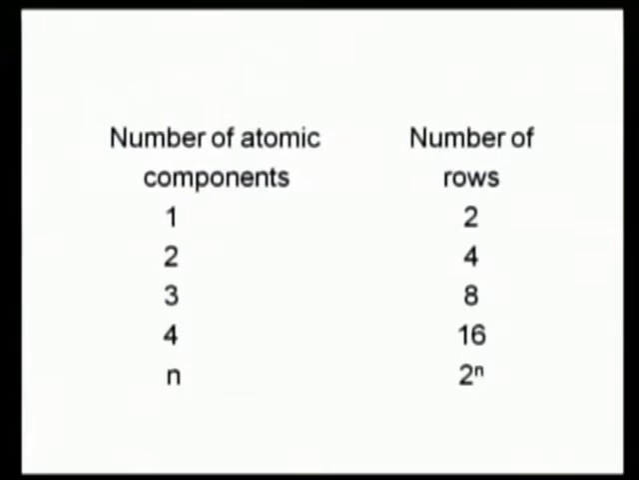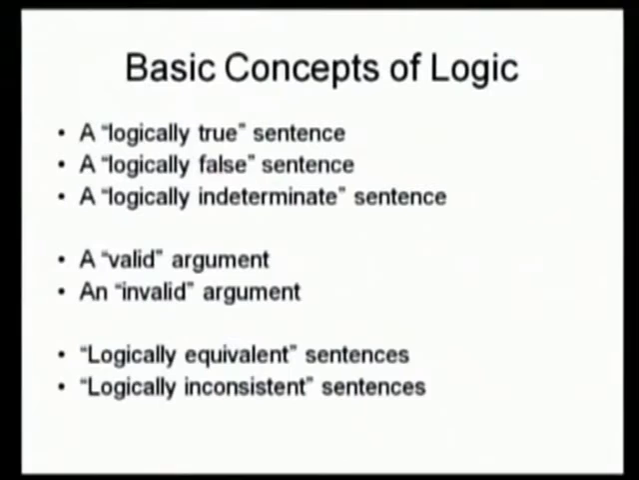Now that covers ground that we've covered before. What I wanted to do is go on and talk about the relationships between two sentences. We've already discussed logically true, logically false, and logically indeterminate sentences. What I want to talk about are these other categories: a valid argument, an invalid argument, logically equivalent sentences, and logically inconsistent sentences.